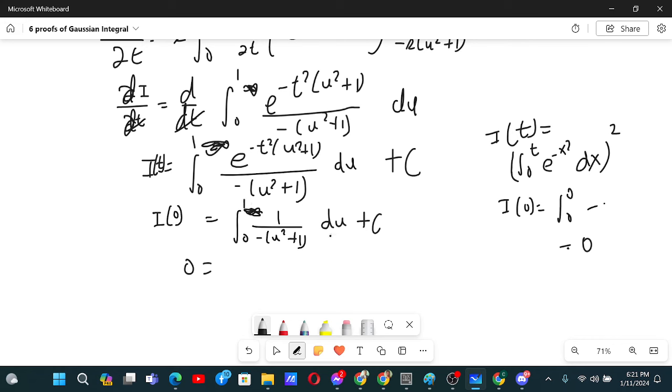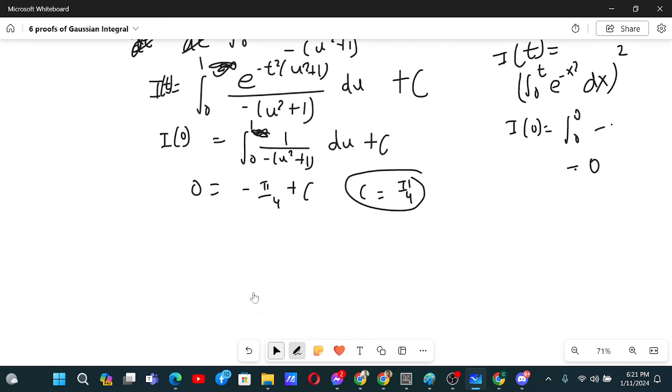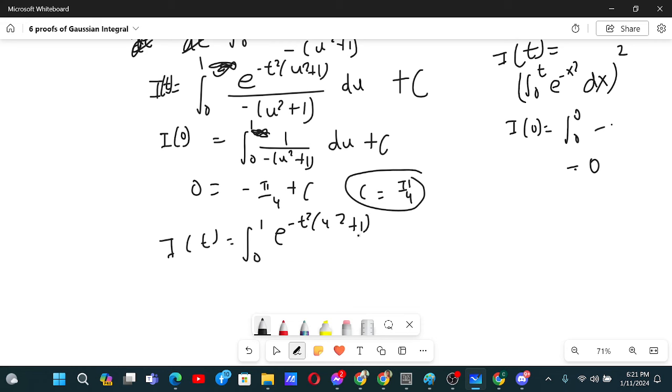Now that's just minus tan inverse u going from 0 to 1, so that's minus pi by 4, minus pi by 4 plus c. So that's why c equals pi by 4. So we now know that I of t equals the integral from 0 to 1 of e to the power minus t squared (u squared plus 1) by minus (u squared plus 1) du plus pi by 4.